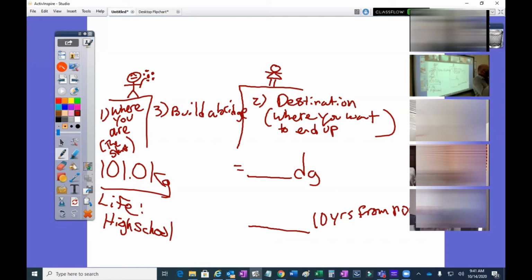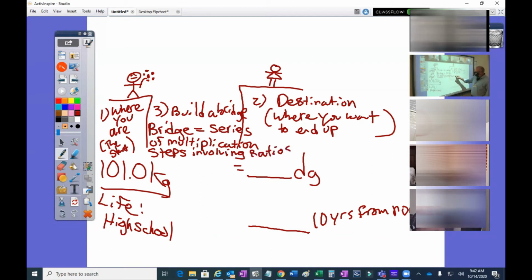For this particular specific section of chemistry, the bridge is going to be a series, yes, you can write this in your notes, a series of multiplication steps involving ratios equal to the number 1. Notice I have written where I am, 101.0 kilograms. I've written a destination equals blank decigrams.